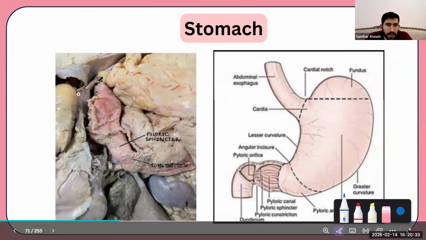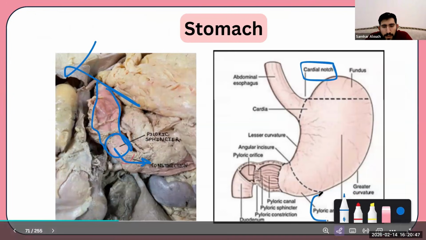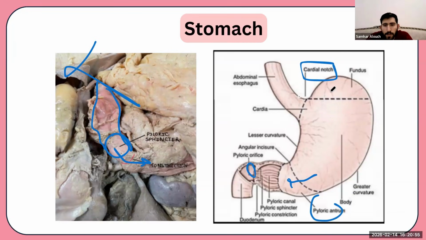As you can see here, this is the stomach, but barely you can identify. This is the pyloric sphincter, and here is the duodenum. I don't think you will be asked about this picture. If you want to memorize everything, like the cardiac notch, the pyloric antrum, which means the entrance to the pylorus, then the pyloric orifice, which is the outlet of the pylorus. I don't think you need all of this. Just cardia, fundus, greater, lesser curvature, and so on.